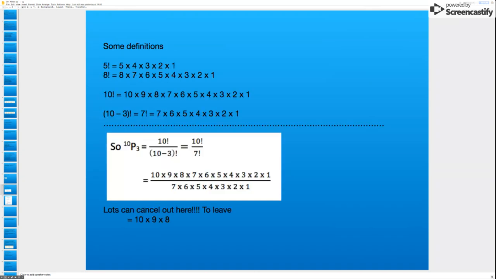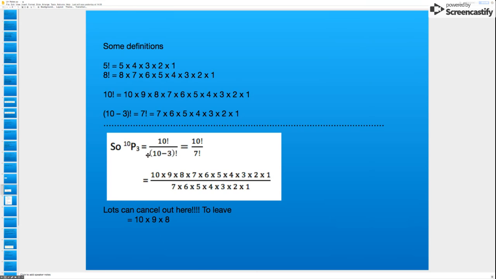So a few little quick definitions. n factorial, not sure if you've seen that before, some of you. n factorial, or 5 factorial, is just 5 times 4 times 3 times 2 times 1. 8 factorial is 8 times 7 times 6, 5, 4, 3, 2, 1. So 10 factorial is 10 times 9 times 8 times 7 times 6, all the way down to times 1. And 10 minus 3 factorial, remember, that's what the rule looks like.